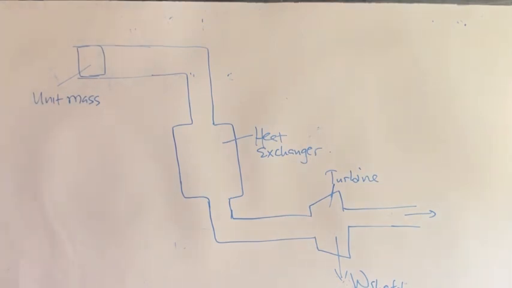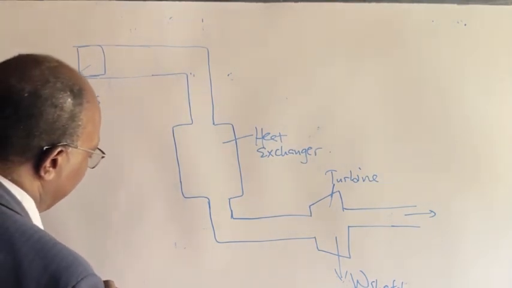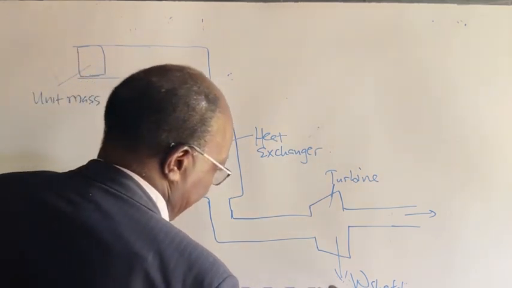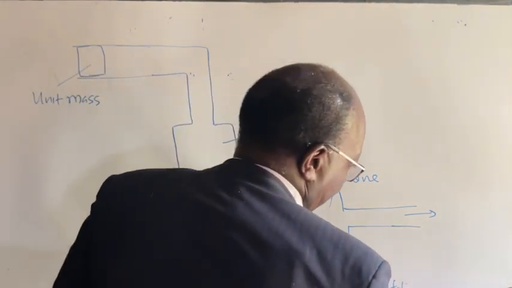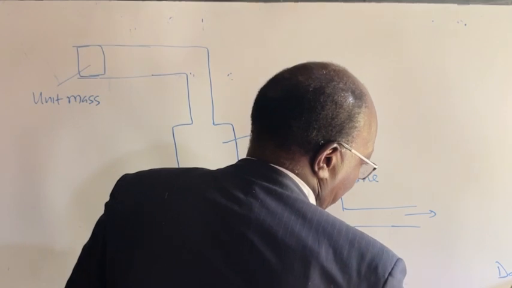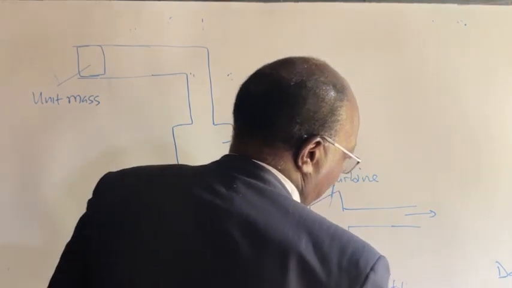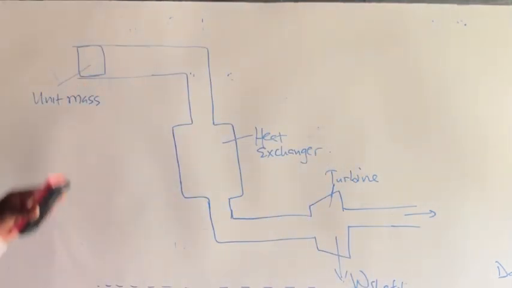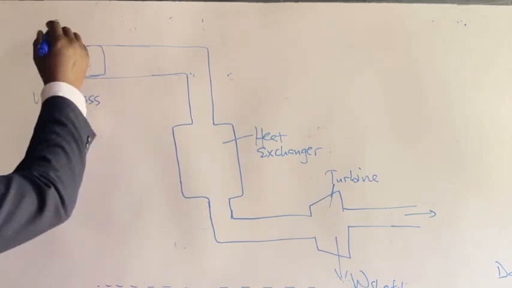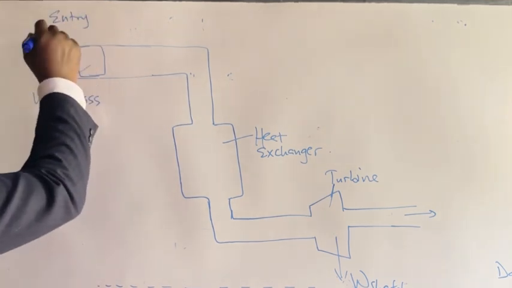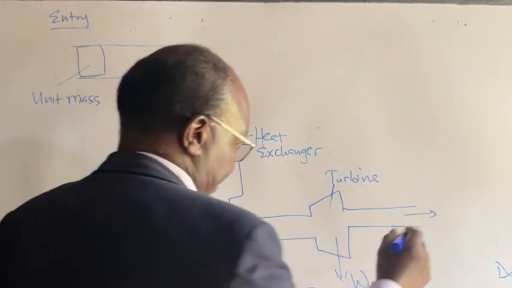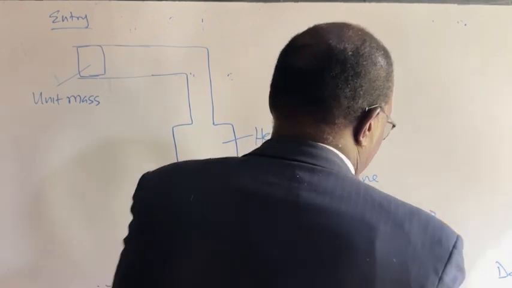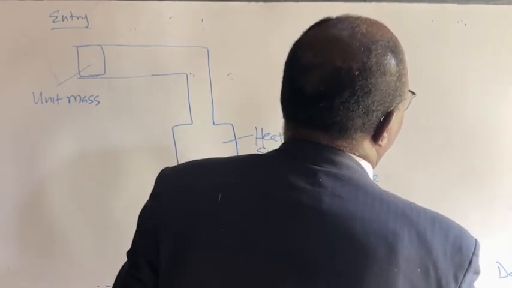And so we have our unit mass. Let's say there's an arbitrary datum level, which I'm indicating here, dotted line. Let's just call it a datum level. And so this is our entry. Let's call this our entry point. And this is our exit. Let's call this our exit.